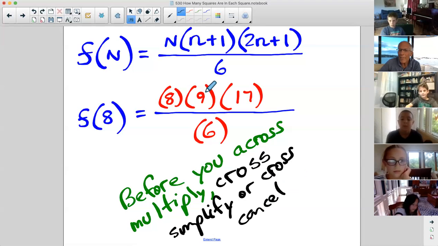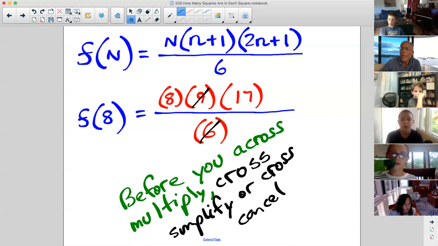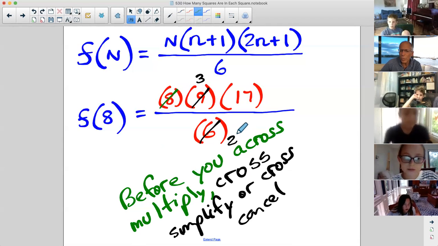You guys have to look at 9 and 6. And just like Isabella said, how many times does 3 go into 9? Go, come on, say it out loud. Everybody's muted. Everybody unmute yourself. 3. It is 3. And how many times does 3 go into 6? 2. Now, can we also cross cancel 8 and 2?